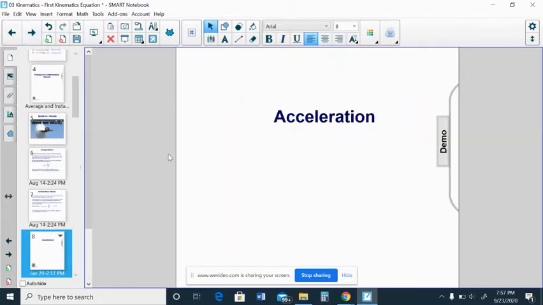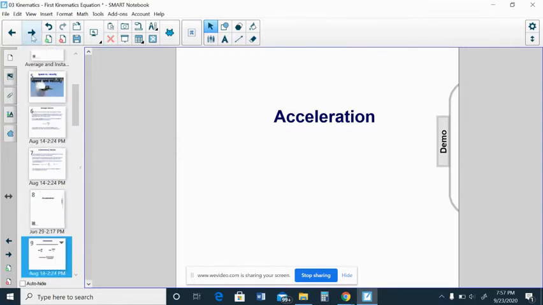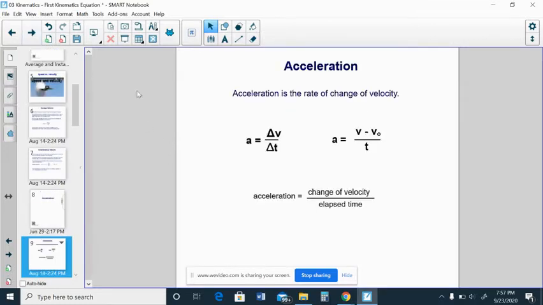Okay, so next we're going to talk a little bit about acceleration. Acceleration is the rate of change of velocity. So previously, we just talked about velocity, which is the change in displacement over time. Acceleration is that change in velocity over time. So again, we have a vector divided by a scalar, so acceleration will also be a vector quantity.